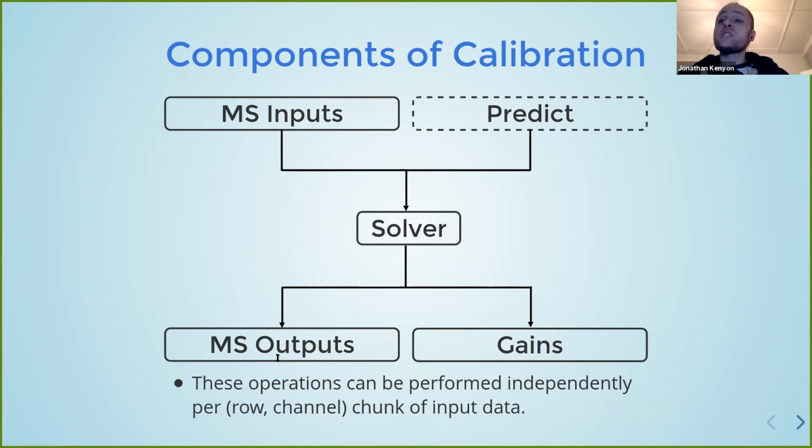The thing that's important here is that the way calibration is implemented inside Cortical and its predecessor Cubicle, we can do these operations completely independently per row-channel chunk of data. That's pretty cool because that's how we get our massively parallel behavior, because we don't expect much communication. But of course, as usual, the devil's in the details, and we're going to get to that as this talk goes on.